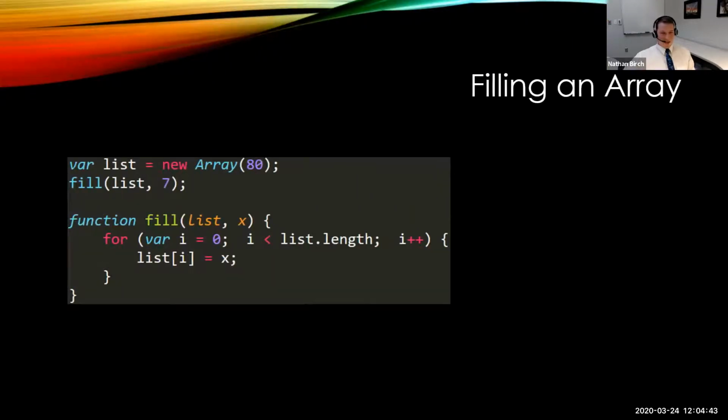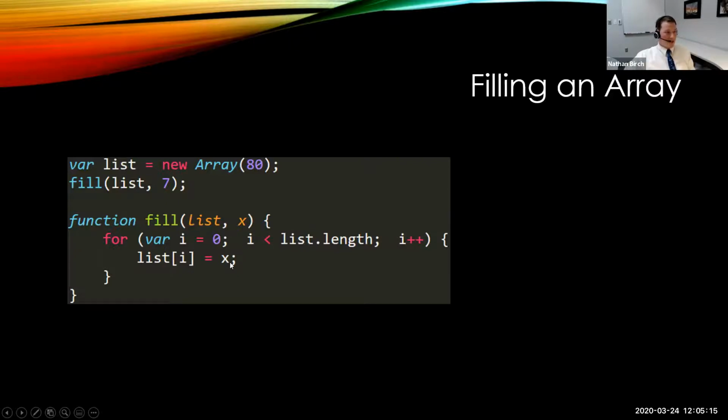Filling an array. Ooh, this is fun. So check this out. var list equals new array of 80. We'll have 80 empty spots. Fill will pass in our array and a number. Okay, we get list and x. I'll say while i is less than list.length, which is going to be 80, which means our indices are going to go from 0 to 79. Okay, and that is what i is going to go through. Then we'll just say list at index of 0 through 79 equals x, which is 7.